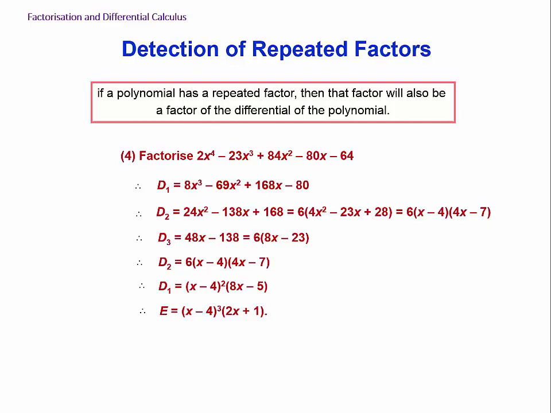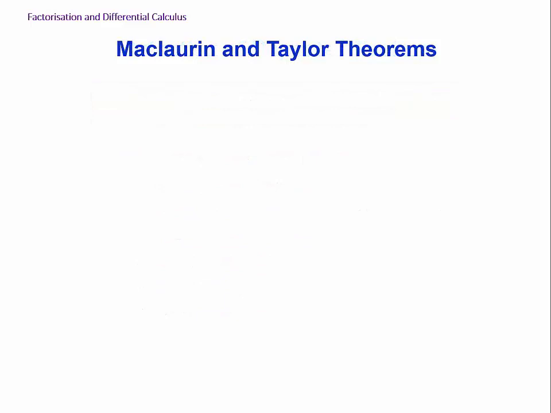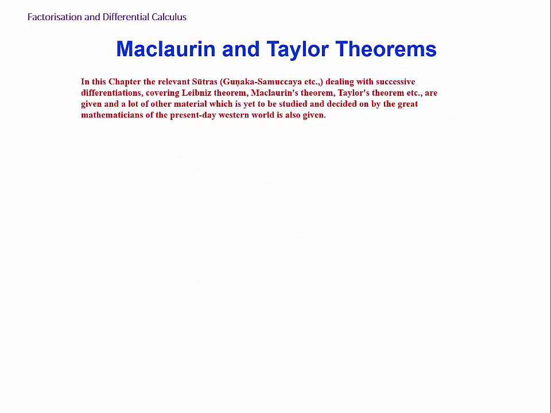Moving on to the third part on the other theorems that Tijji mentions, he starts the chapter in fact with this statement here. In this chapter, the relevant sutras, Gunaka Samachaya, etc., which is Sutra 16, dealing with successive differentiations covering Leibniz theorem, Maclaurin's theorem, Taylor's theorem, etc., are given, and a lot of other material which is yet to be studied and decided on by the great mathematicians of the present-day Western world is also given.